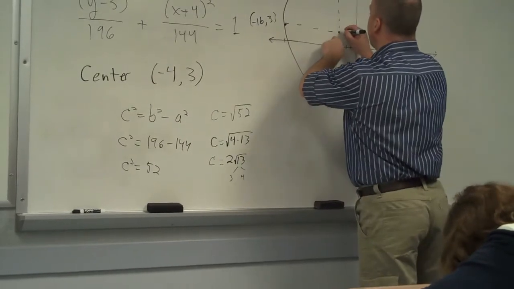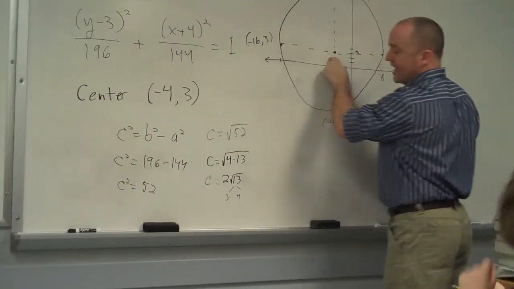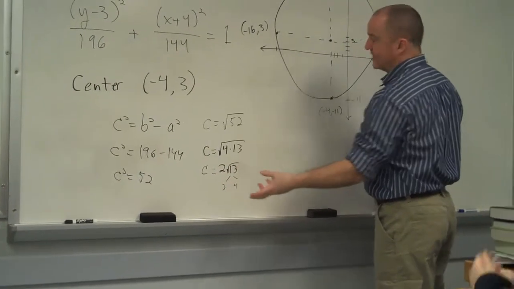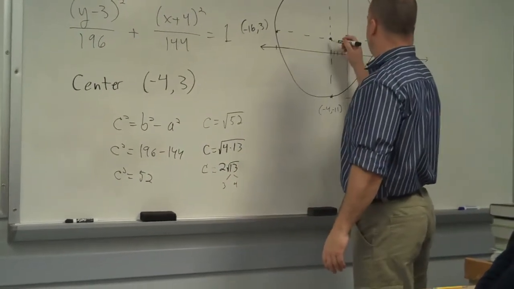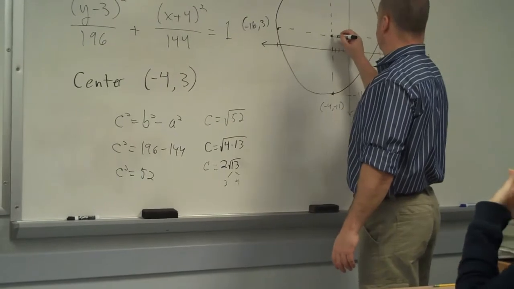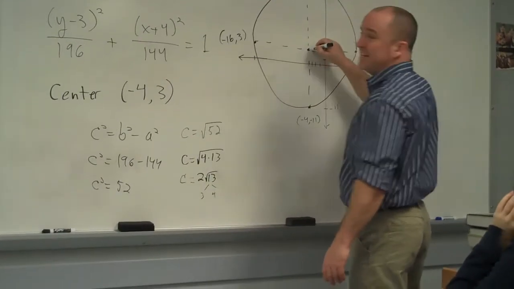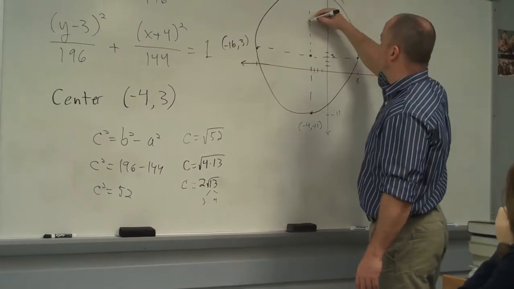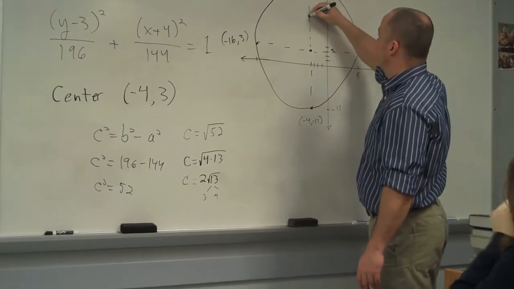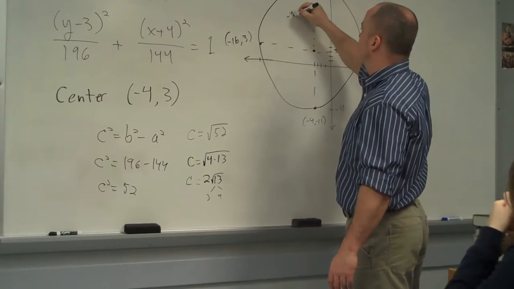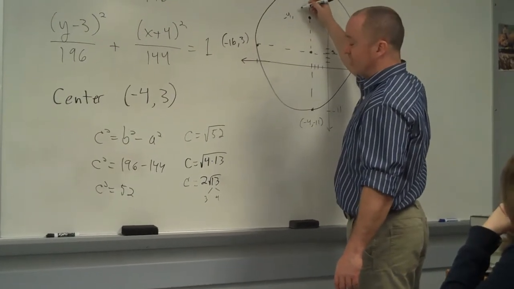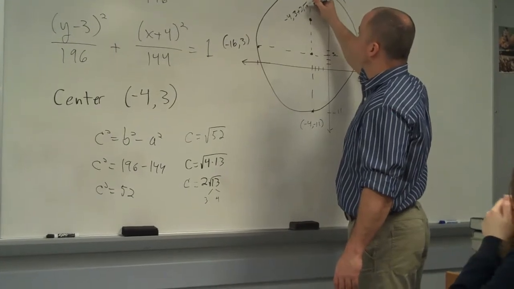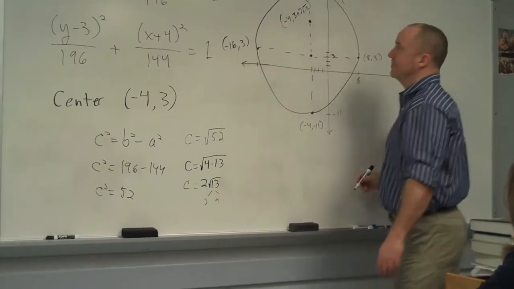Yes, Ramsey's right. I have to start from my center, and I have to go 2 root 13, which is going to be 7-ish, from my negative 4, and I have to go up and down. So I have to go up my axis, up here to around 10. And this is the point negative 4, comma, 3 plus 2 root 13. This is fun to write without a calculator.